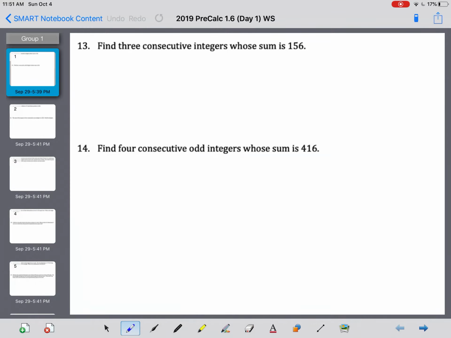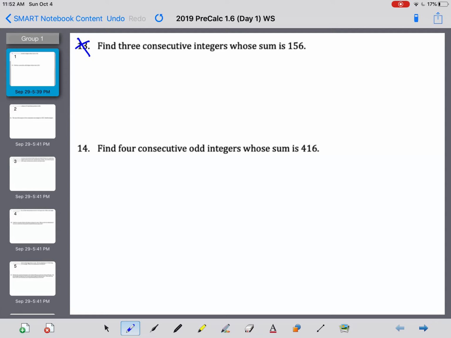Number 13 was a skipper. You can skip that. You can always do that for extra practice if you want. We're going to start with number 14. It says find 4 consecutive odd integers whose sum is 416.